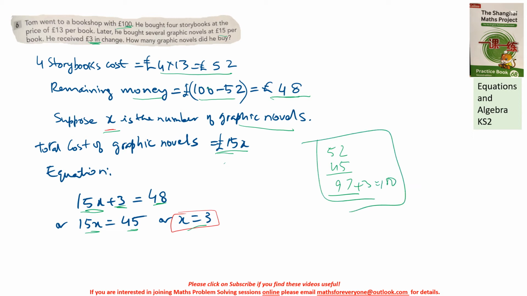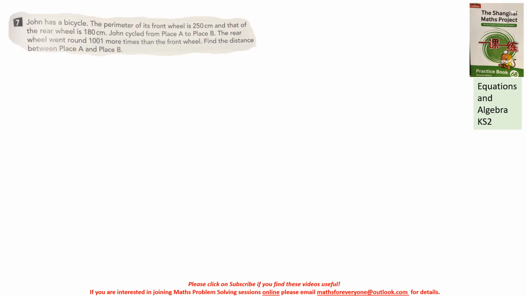So this is right. The next one is: John has a bicycle. The perimeter of its front wheel is 250 centimeters and that of the rear wheel is 180 centimeters. John cycled from place A to place B. The rear wheel went round 1001 more times than the front wheel. Find the distance between place A and place B.